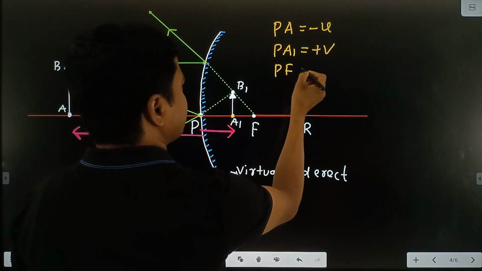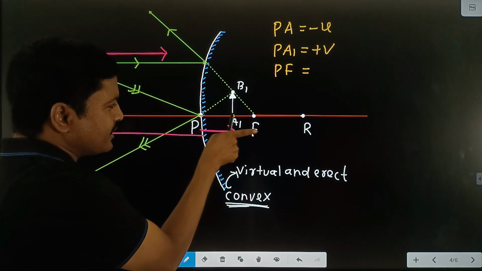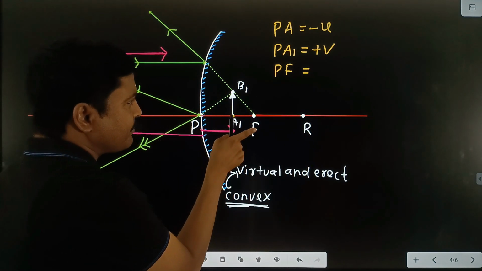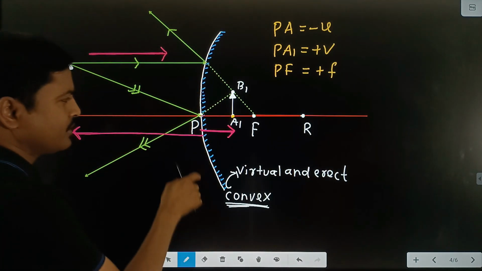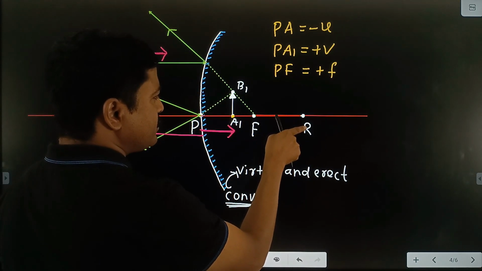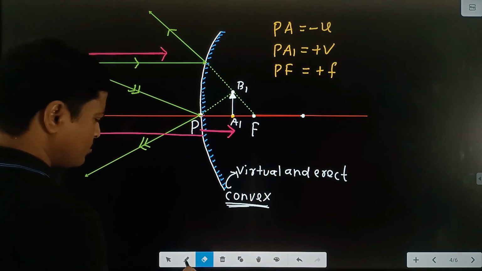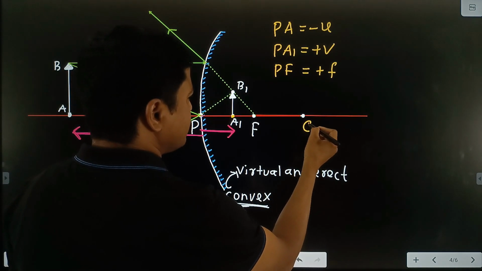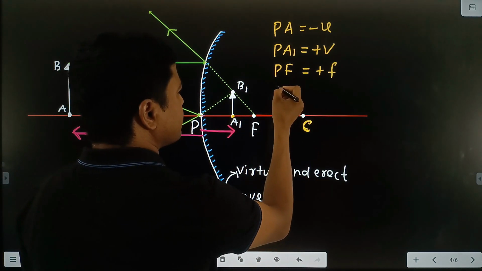P to F, F means focus, so P to F is the focal length. This is the direction of the measurement, P to F, so that is positive, and for focal length we write plus F. Then this point we write C, for center of curvature. Clear?